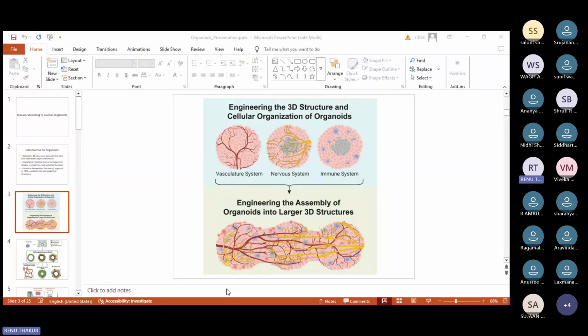So the advantage of these 3D models is that we can target a particular site, or a particular portion where the problem is occurring.